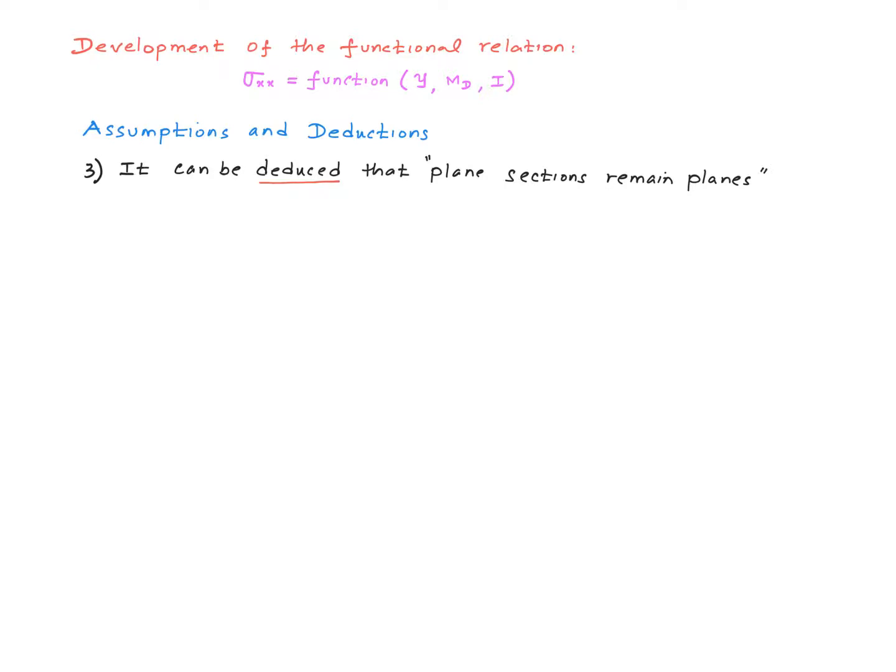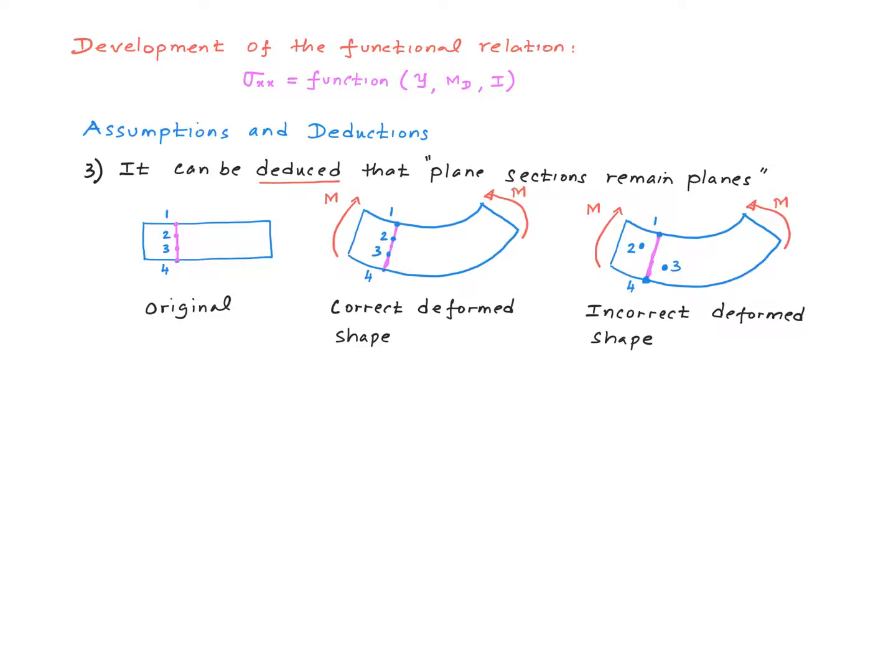So what exactly do I mean by this? We have a segment of a beam here, right? I'm going to take a plane on that, like this one right here, and mark 4 points on this. 1, 2, 3, and 4. All 4 of them lie on that plane, right? Now we're going to put a pure bending moment on this segment.